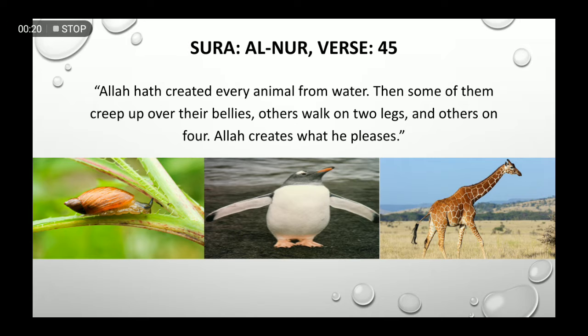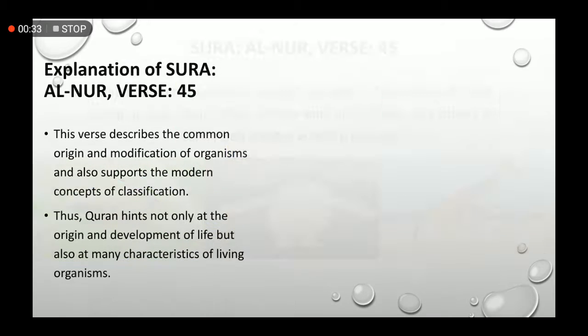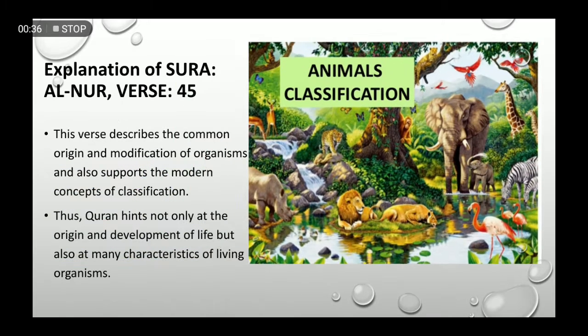In this verse, Allah is focusing on two aspects. One is that Allah hath created every animal from water, meaning the origin of every animal is the same, and the other is on the characteristics and the modification that come in organisms.